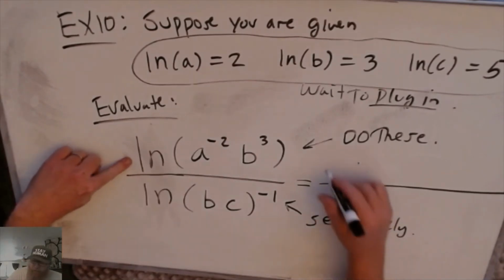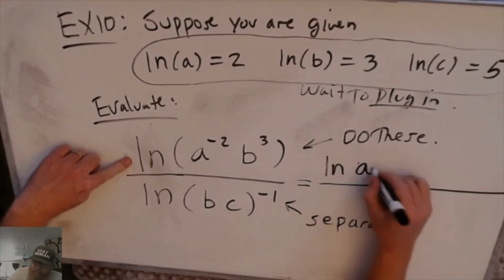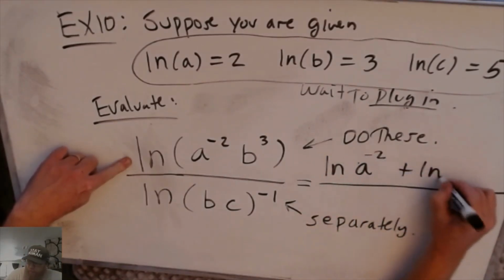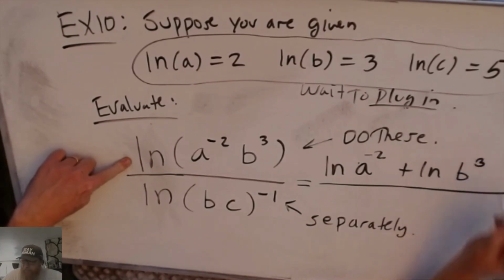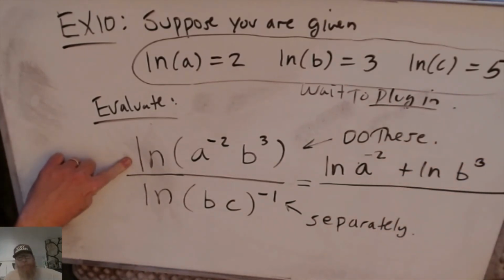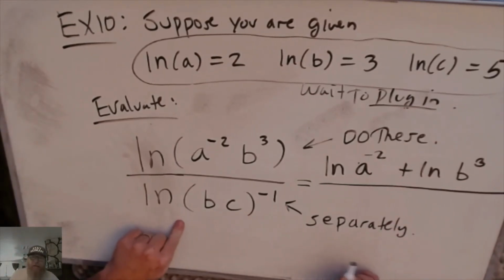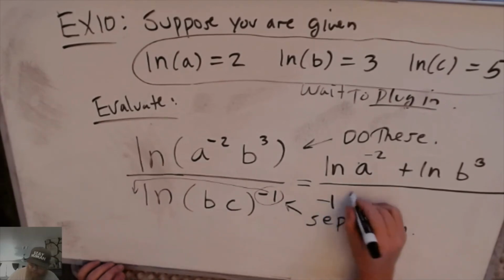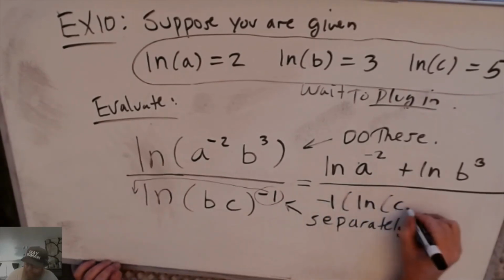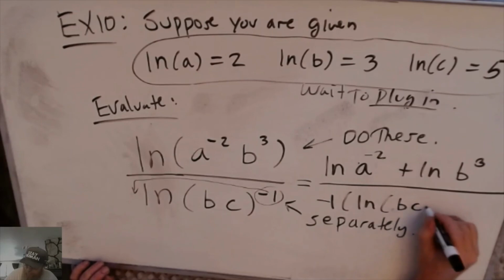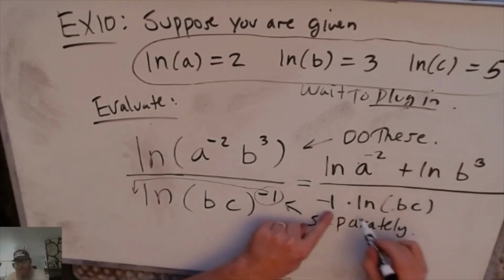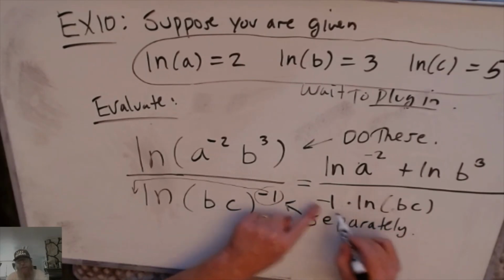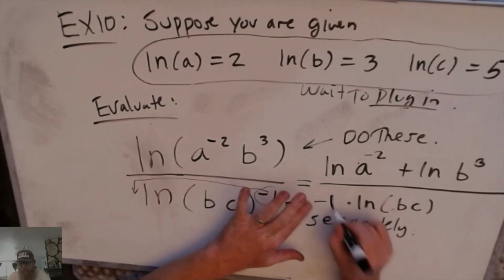So the numerator, let's do that. We have ln of a to the negative 2 plus ln of b to the third. I'll finish that in a second. The denominator, we're going to pull down the negative 1. And we got ln of bc with a negative 1 out in front. I guess I could use parentheses or a dot, something to indicate that that's being multiplied.